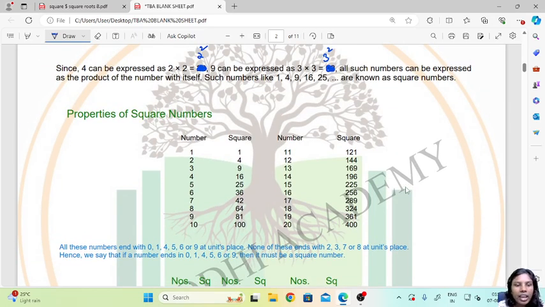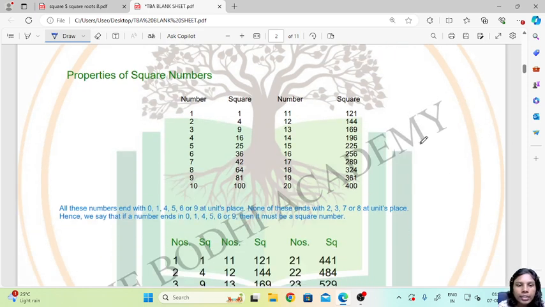Now let's look at some of the properties of square numbers. Here I have numbers from 1 to 10, and here are the squares of those numbers. And here again from 11 to 20, and here are the squares. What we can observe is that these square values end with 1, 4, 9, 6, 5, 6, 9, 4, 1, 0. Again 1, 4, 9, 6, 5, 6, 9, 4, 1, 0. Correct? So all these numbers end with 0, 1, 4, 5, 6 or 9 at the units place.